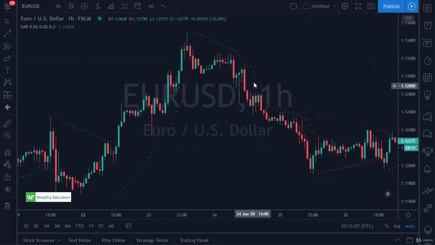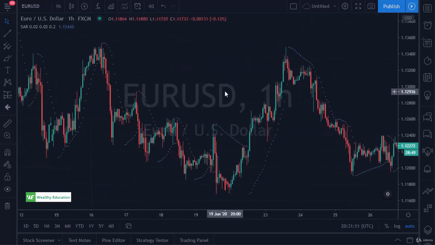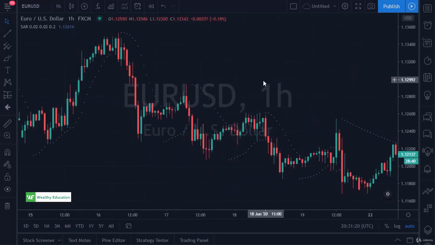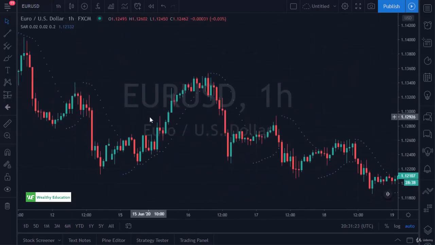Now, what it is good at is keeping you in trends for quite some time. It's more or less a short-term indicator. It does work well, but it can be messy in times like this. So that's something that you should pay attention to. So let's run through here.